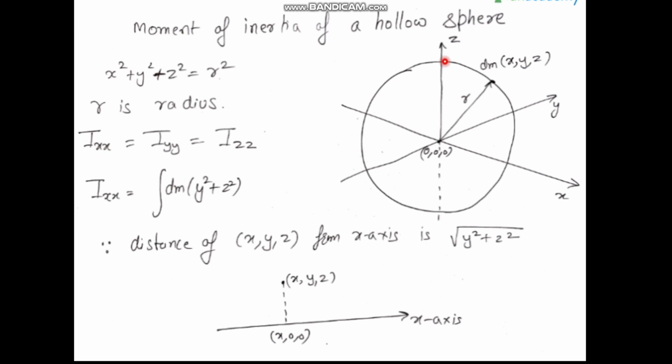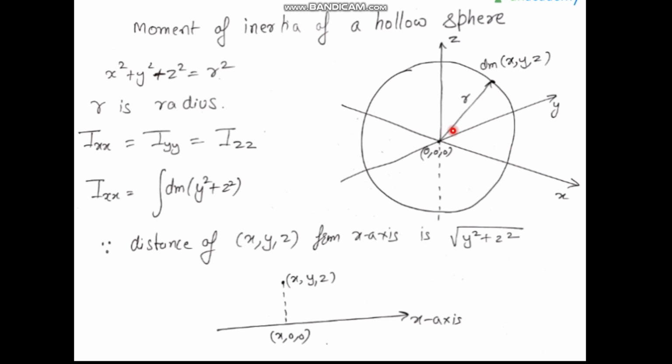Now this is a hollow sphere. If I choose any dm on it and I assume that the coordinates of that point are x, y, z, then the distance of this point from the origin is r. Therefore I can write x square plus y square plus z square is equal to r square, where r is the radius. Now if I calculate the moment of inertia about the x-axis, then I have to take the contribution of this dm and then I have to summate it.